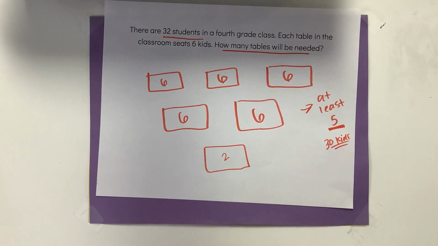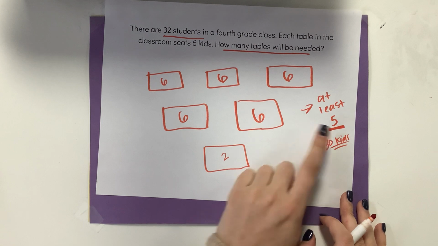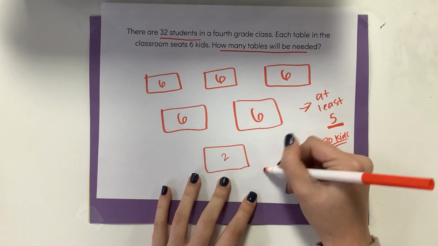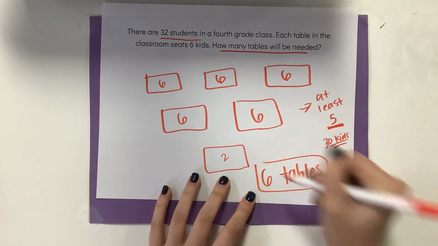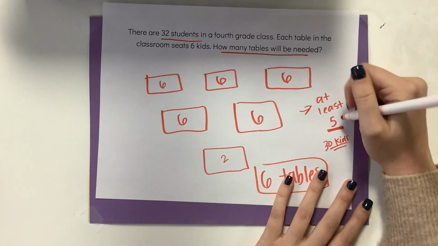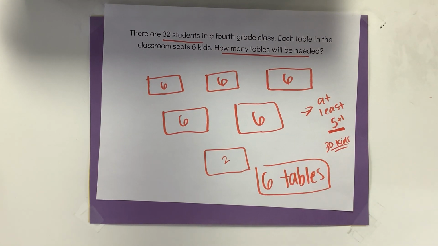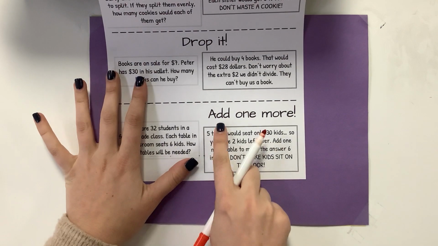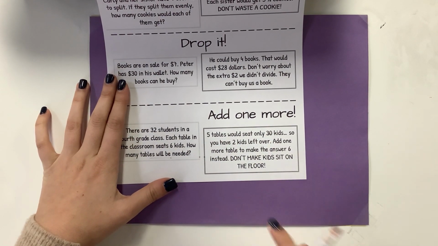In this case, what's our answer? How many tables will be needed? Was it 5? No, we needed 6 tables. What did we just do? We added 1 to our quotient. So the last thing we can do with remainders is we can add 1 more. Don't make kids sit on the floor.